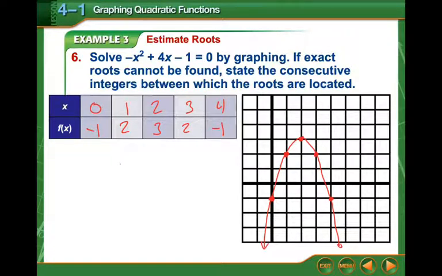And it does say in our question to state the consecutive integers between which they are found. So that means that our solutions are between 0 and 1, and between 3 and 4.